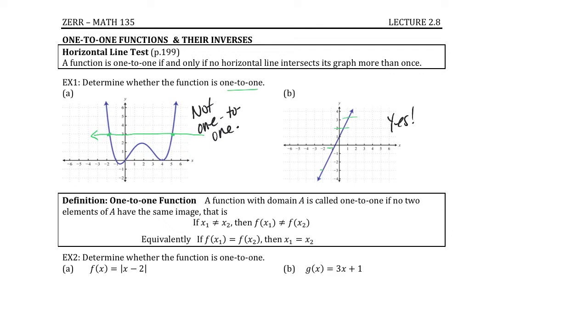once. Okay, so the formal mathematical way of saying this is that a function with a domain A is called one-to-one if no two elements, so those would be x values, of the domain, that's x values, have the same image, that's y values. So basically, if you have two different inputs, then their output should be different as well.